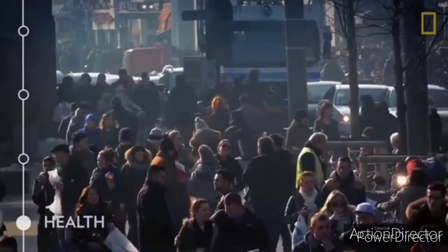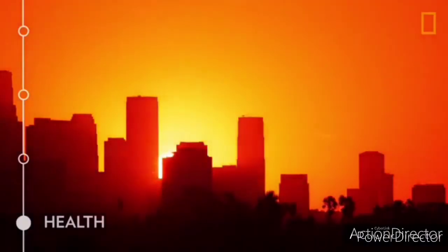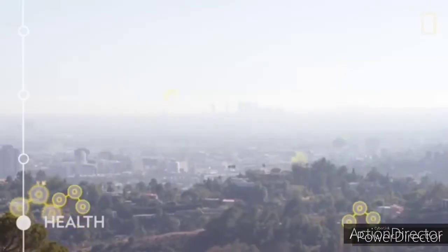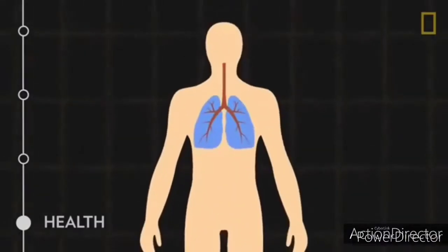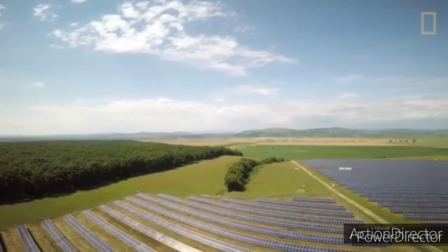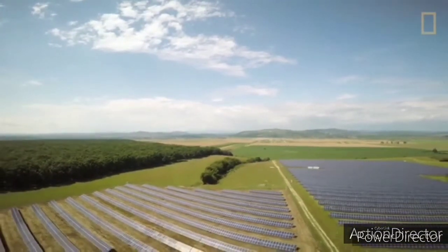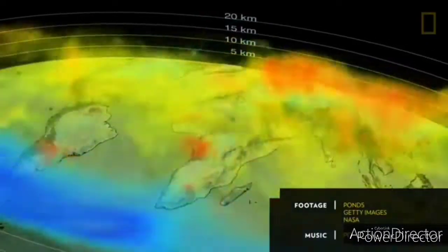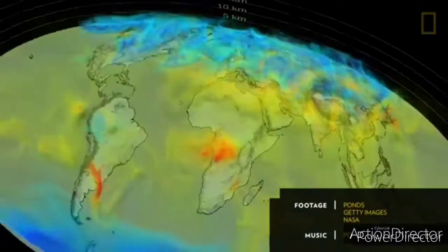The largest human influence has been the emission of greenhouse gases such as carbon dioxide, methane, and nitrous oxide in the global atmosphere. So, we should plant trees and reduce the emission of greenhouse gases so as to maintain the temperature of the earth.